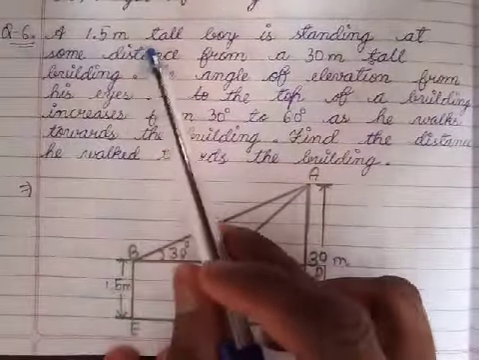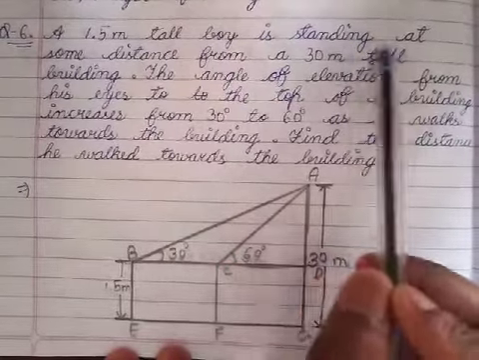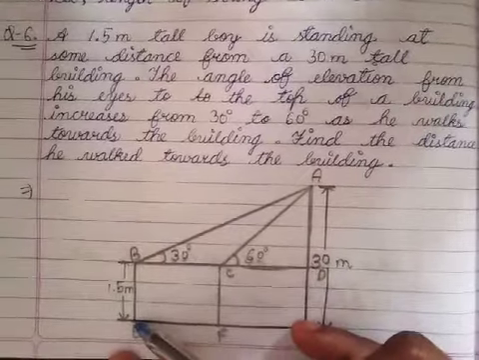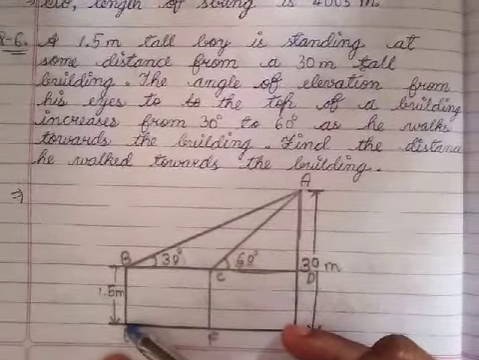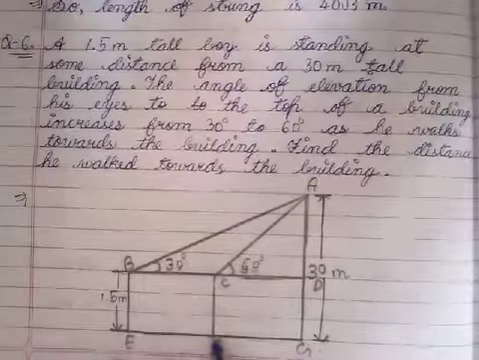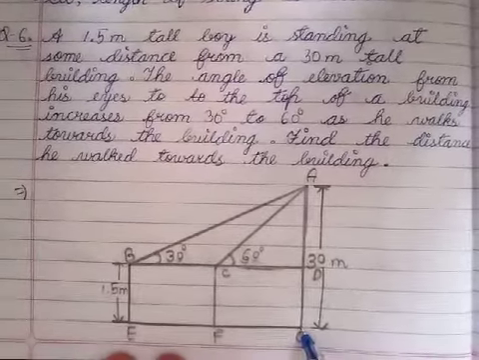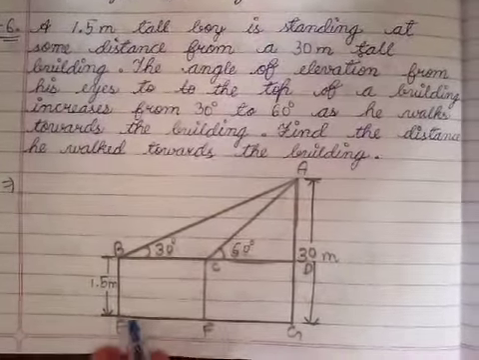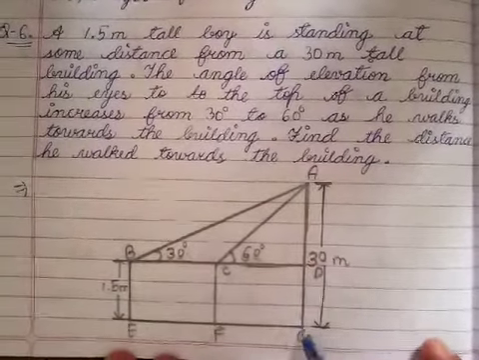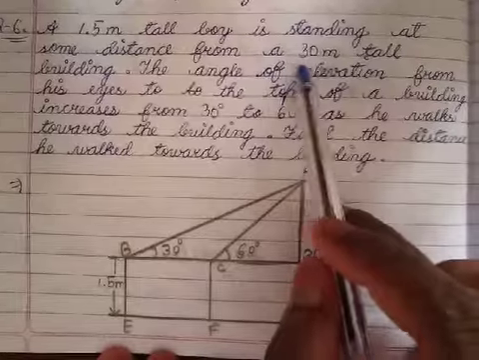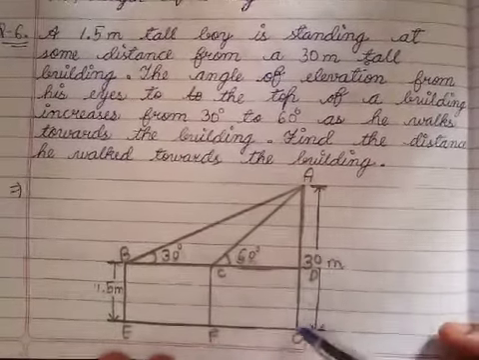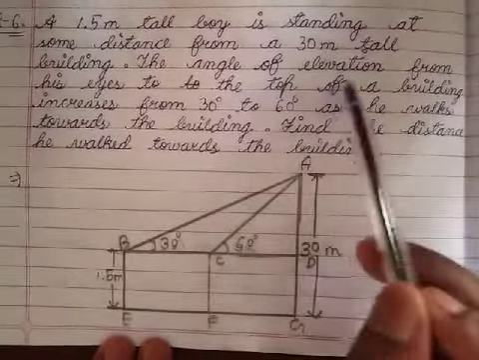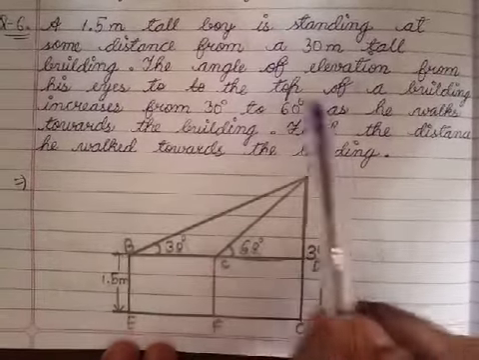So a 1.5 meter tall boy is standing at a distance. A 1.5 meter tall boy is standing 30 meter from the tall building. So this is 30 meter from here to here. So the height is 30 meter. The height is given: a 30 meter tall building. So the height of the building is 30 meter. It is given.